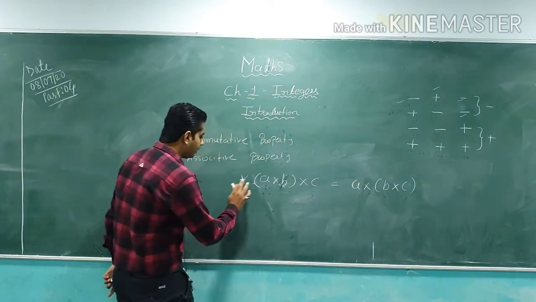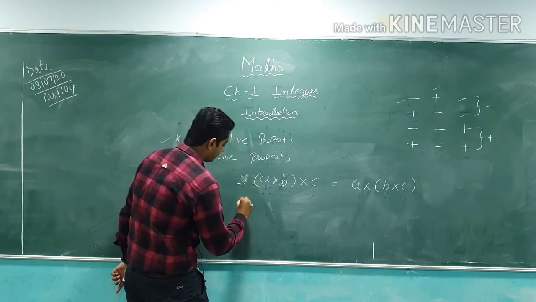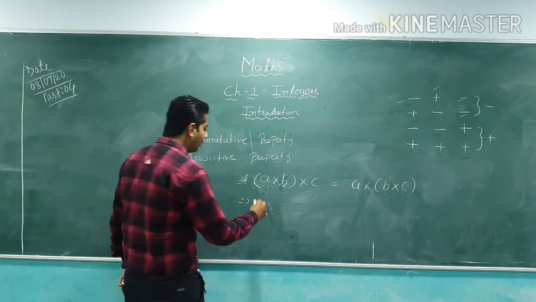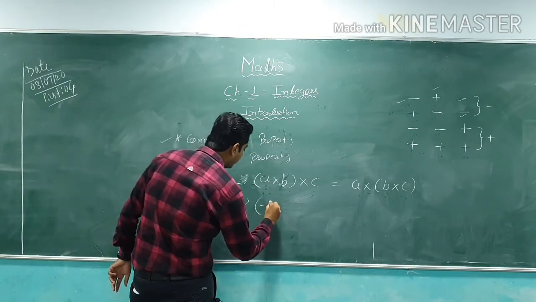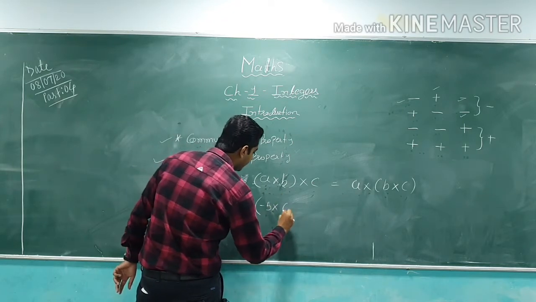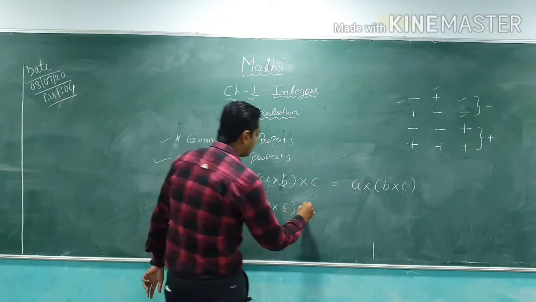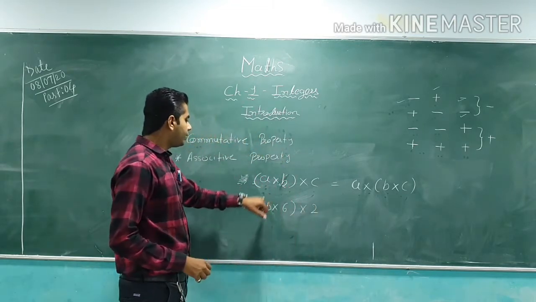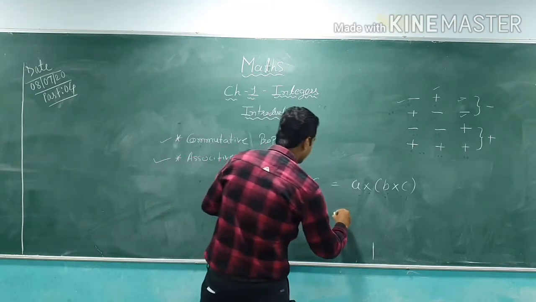Let's take it with integers. a multiply b multiply c. Now put the values. Suppose I put minus 5 multiply 6 multiply 2. Now a is what? Minus 5, so put here minus 5.